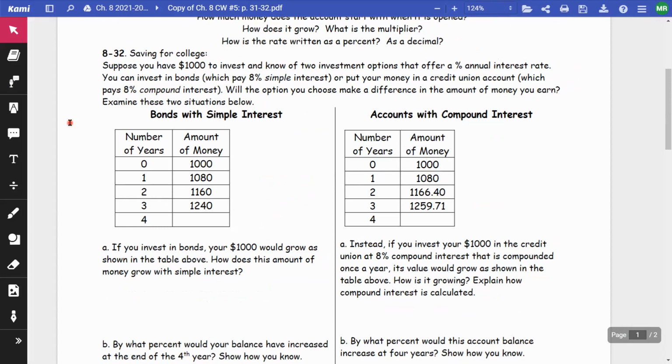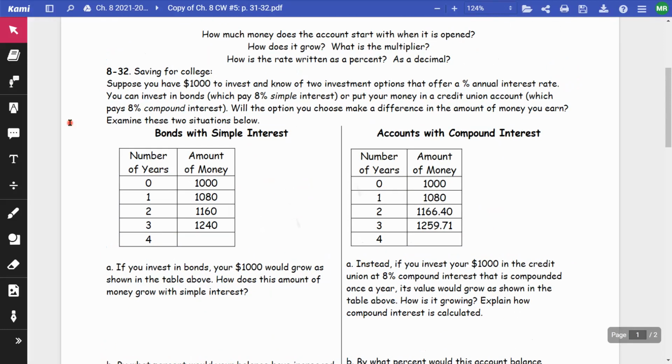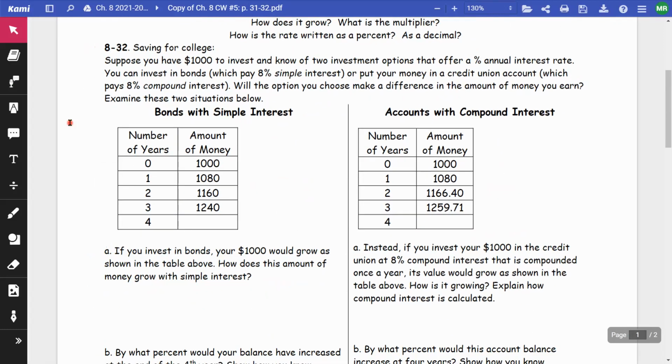So on this, I'm going to ask you to pause so you can try to figure some of this out and then restart the video. So on this, what we're going to be doing is 8-32, saving for college. So we have two situations.